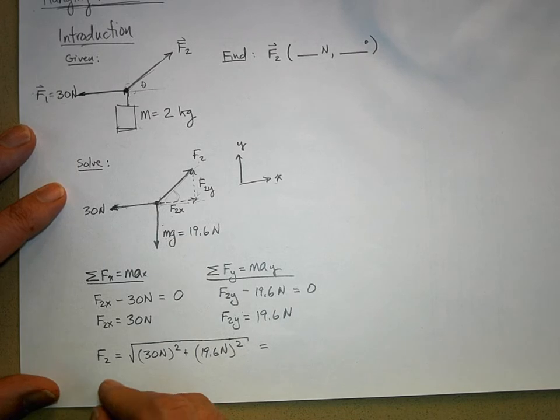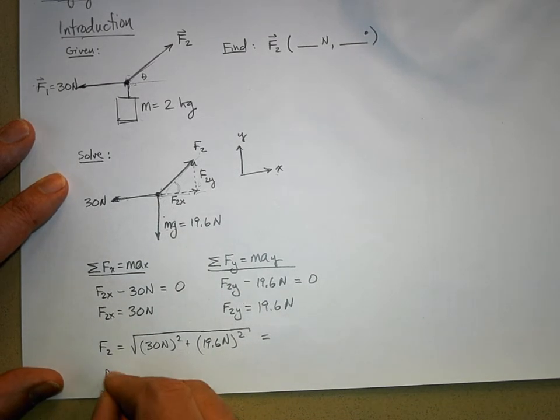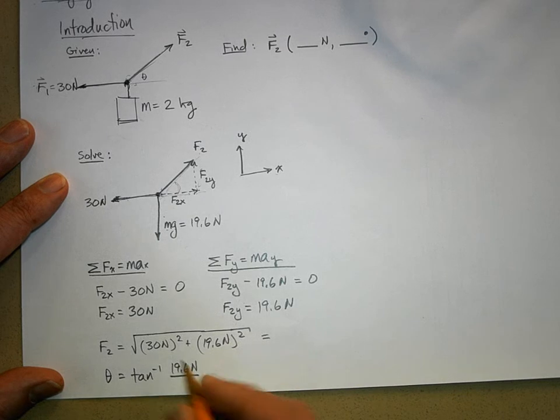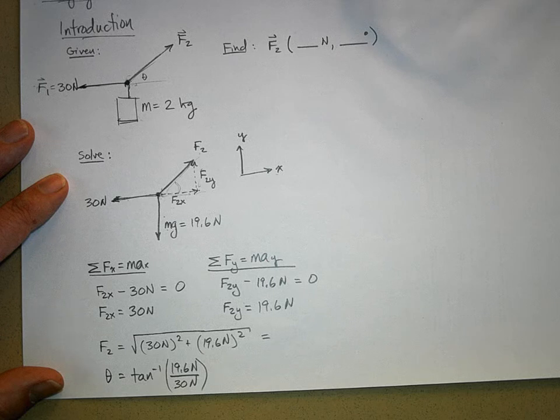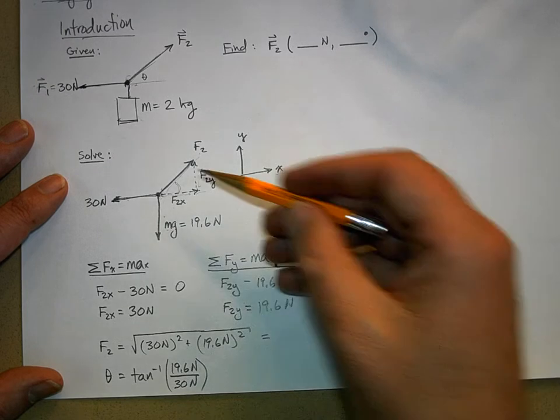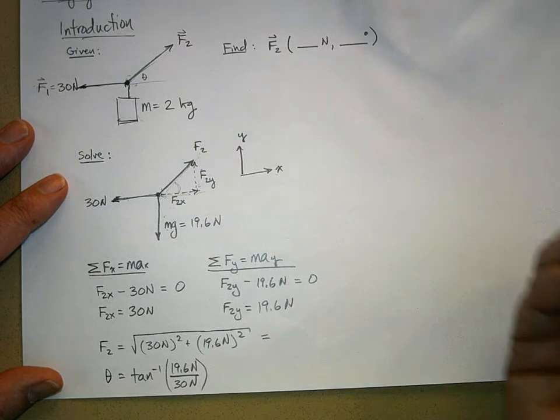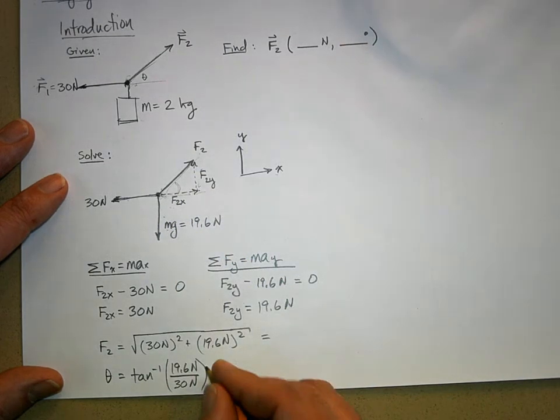Now, let's figure out what the angle is. The inverse tangent of the y component divided by the x component, just like we've done before. Do I have to add 180 degrees to this answer? No. When do I add 180 degrees? When the x component is negative. But look, F2 in the x is positive. It's in the right, and it's in the first quadrant, so we don't need to mess with that.